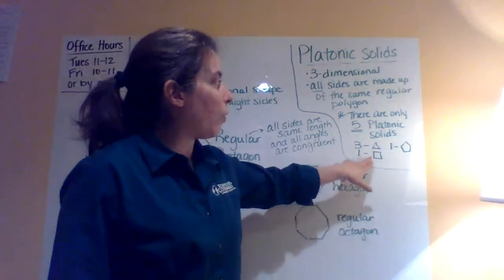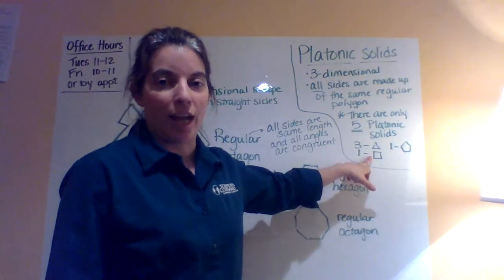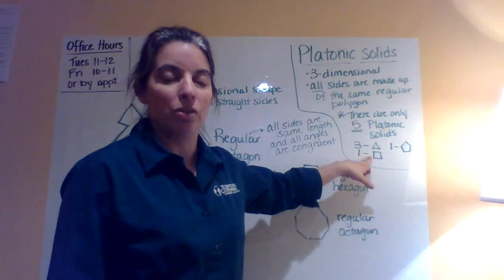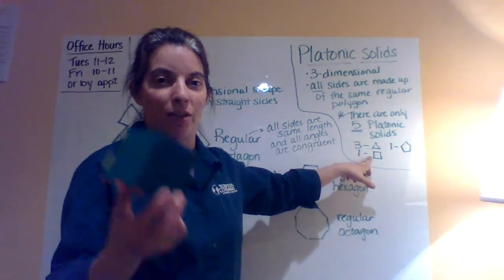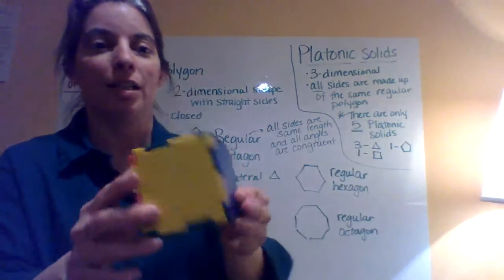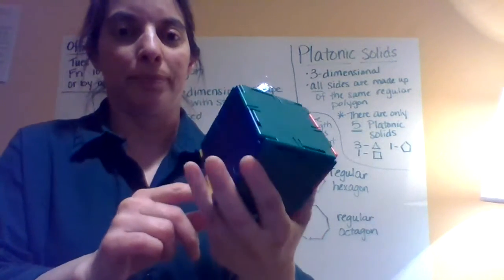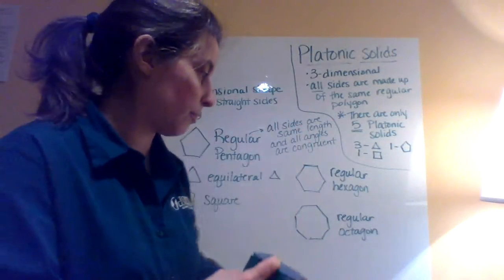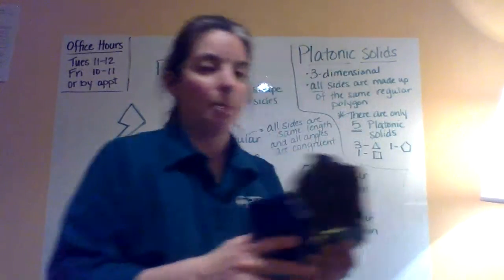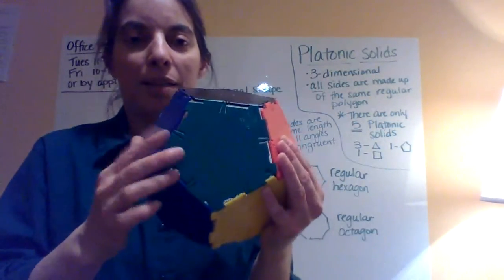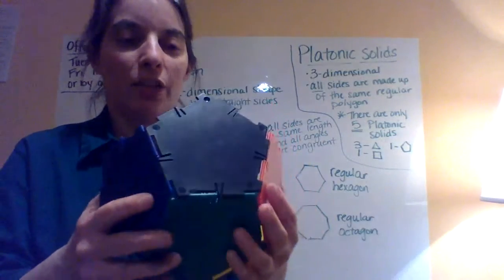Think for a minute about what the Platonic solid looks like that has all squares. What do you have if you have a shape that's all squares? Well, it's going to be a cube. So we're really familiar with that one. And then there's one that is made up of pentagons. It's called a dodecahedron.